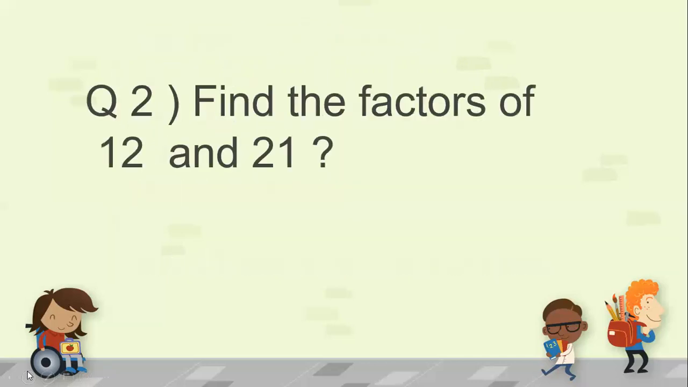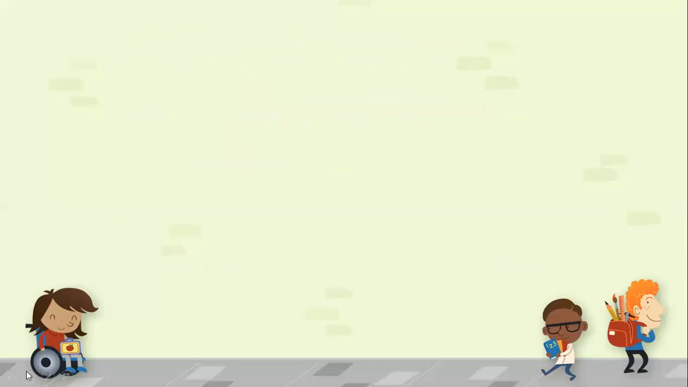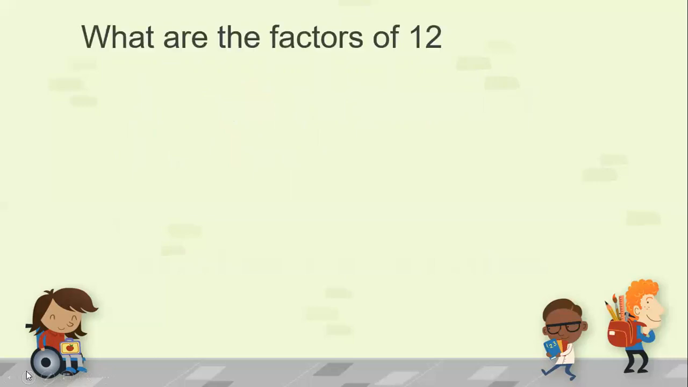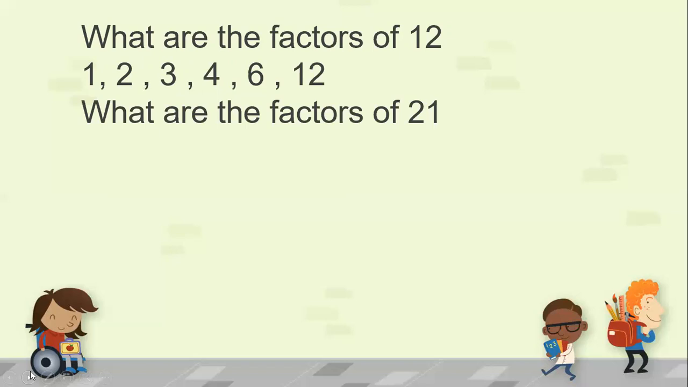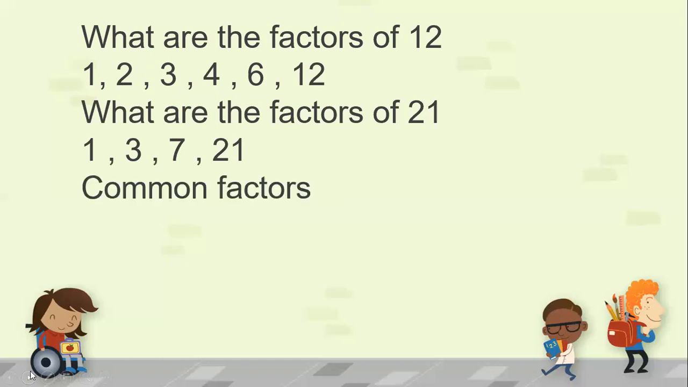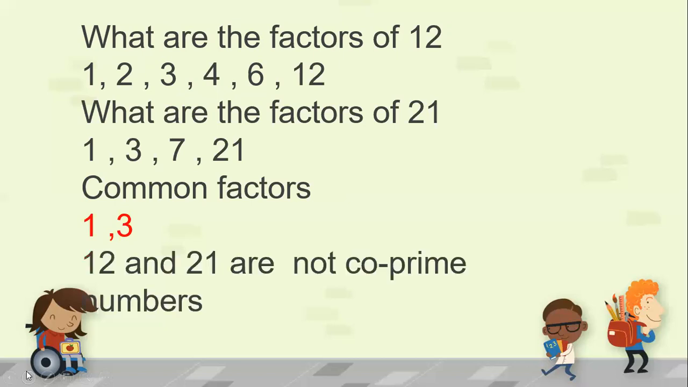Now we will solve another question. Find the factors of 12 and 21. What are the factors of 12? 1, 2, 3, 4, 6 and 12. What are the factors of 21? 1, 3, 7 and 21. Now, what are the common factors? 1 and 3. So are 12 and 21 co-prime or not? Yes, 12 and 21 are not co-prime numbers.